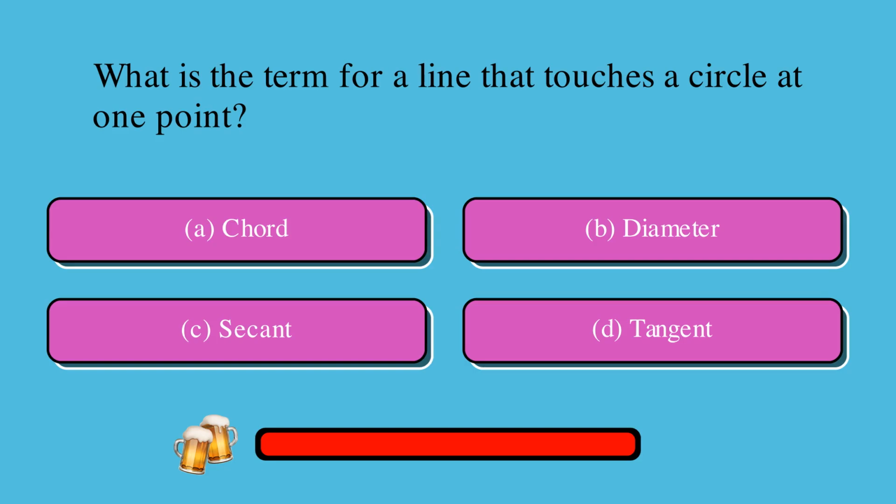What is the term for a line that touches a circle at one point? Is it A, chord, B, diameter, C, secant, or D, tangent? The correct answer is D, tangent.